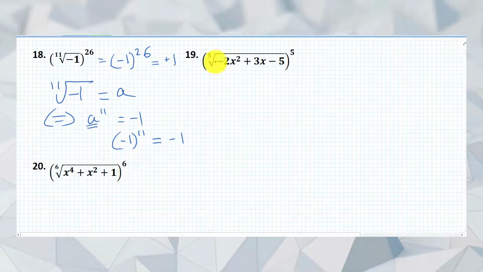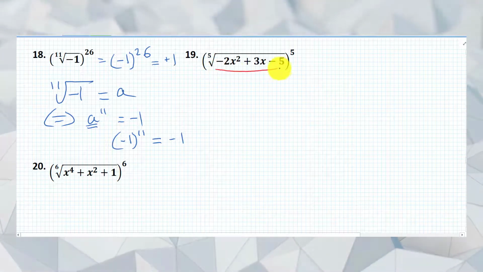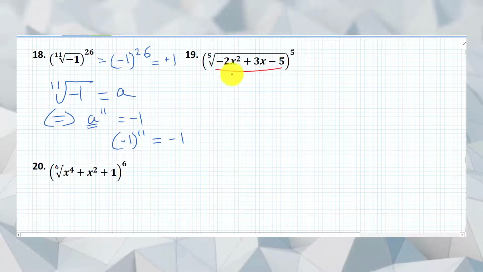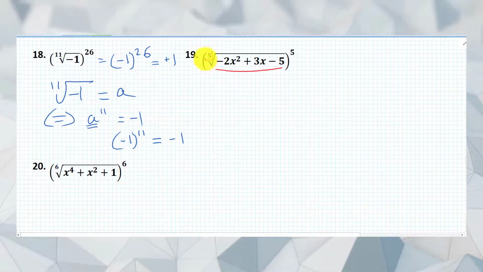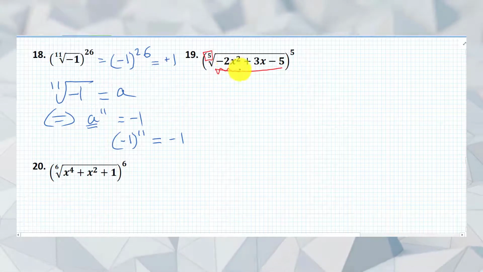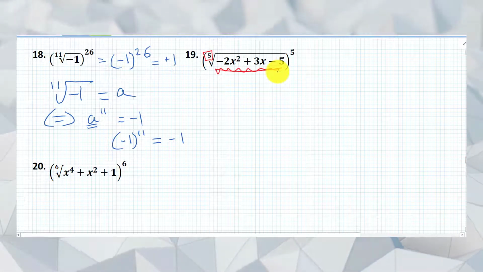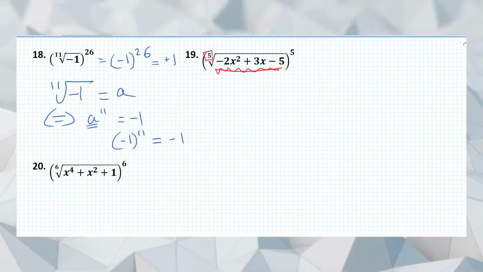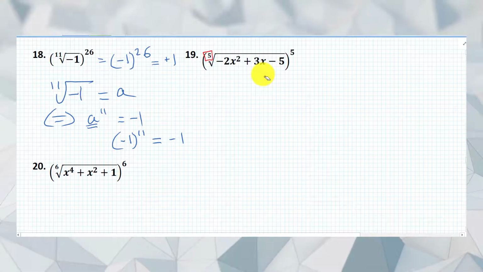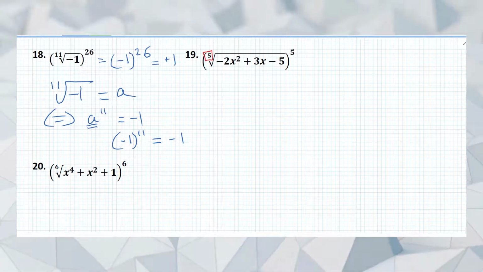Number 19. Oh, this is not a value that I'm going to find. It's an expression, right? So, okay, this is a fifth root of an expression. So basically, I don't care what I put inside. The fifth root is always defined. So I don't need to assume the fifth root is well defined. It is always well defined.